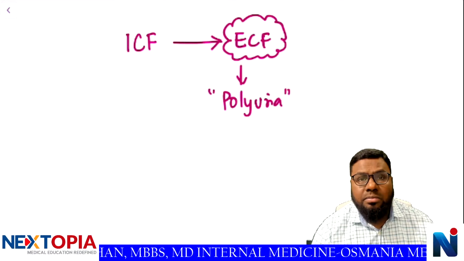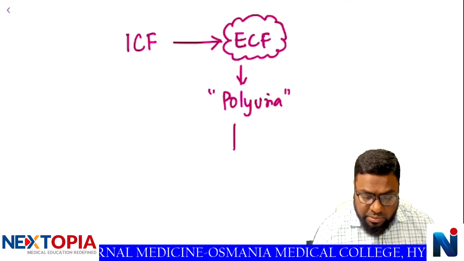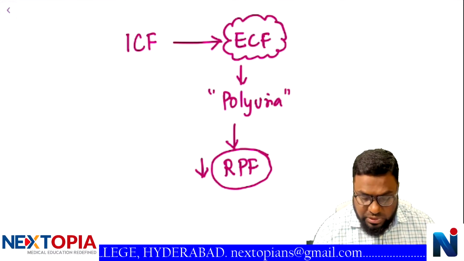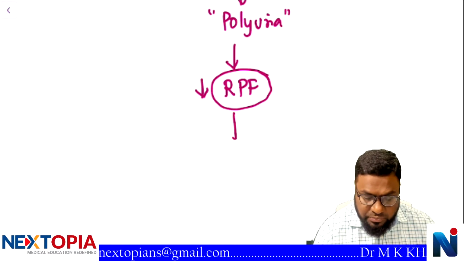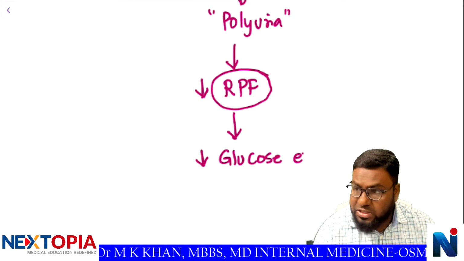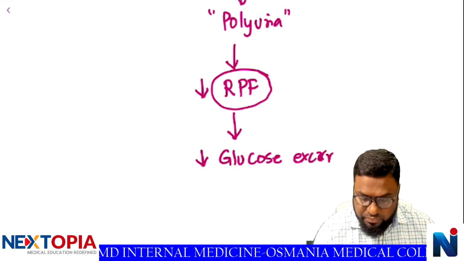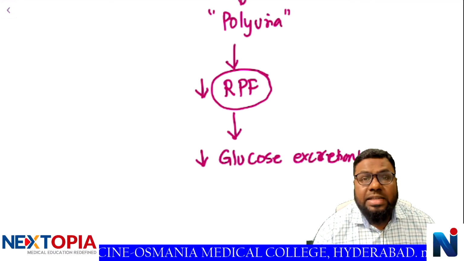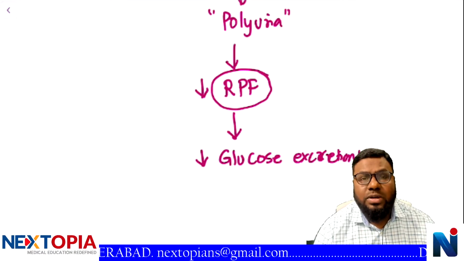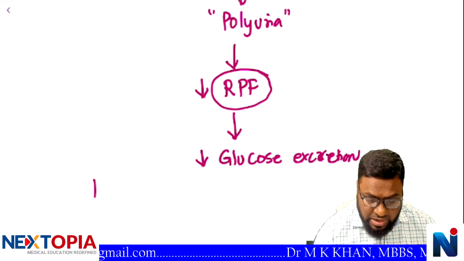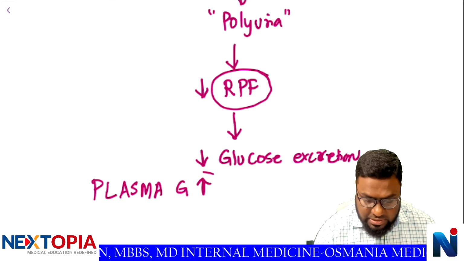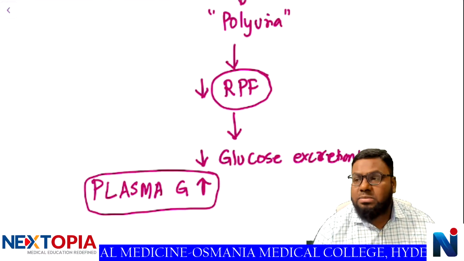And overall, the renal plasma flow is decreased. If renal plasma flow is decreased, this tends to reduce the glucose excretion. Excretion of glucose is reduced. So all these effects combined with the counter-regulatory hormone effects, what will happen to plasma glucose? Further increases, is it not? Because excretion is decreasing, the plasma glucose is further increasing.